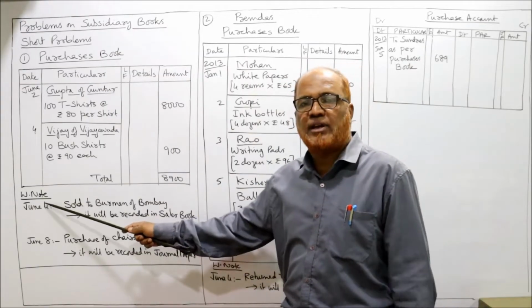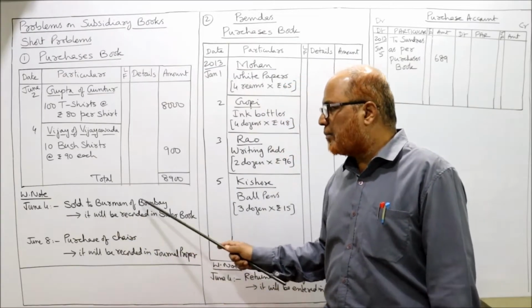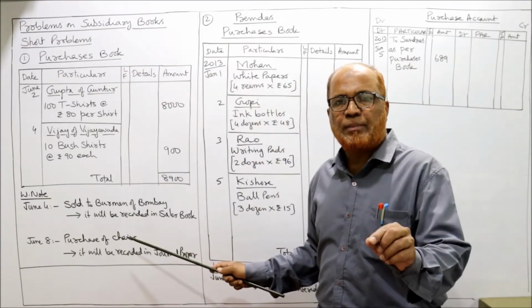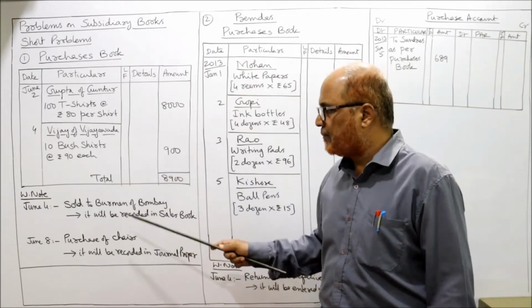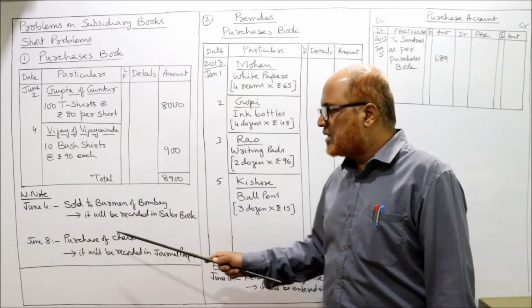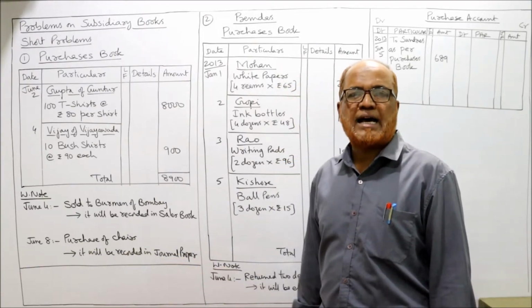For that purpose, I have given you a working note. June 4th, sold to Burman of Bombay. This will be entered in sales book, not in purchases book. Similarly, June 8th, purchase of chairs. Chairs are assets.